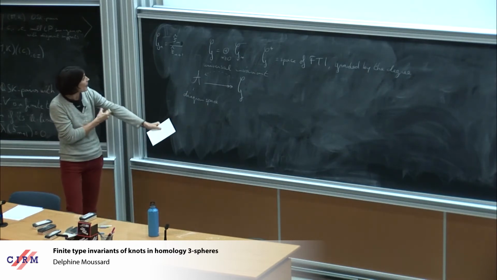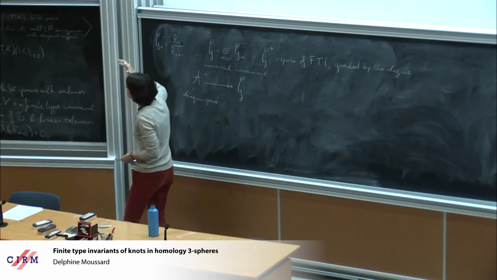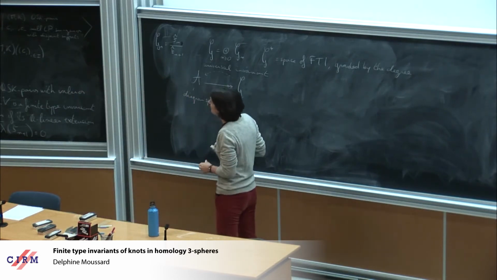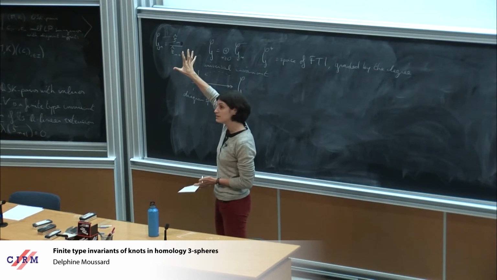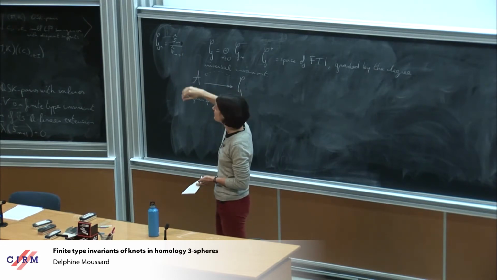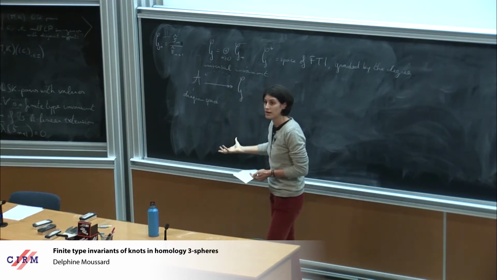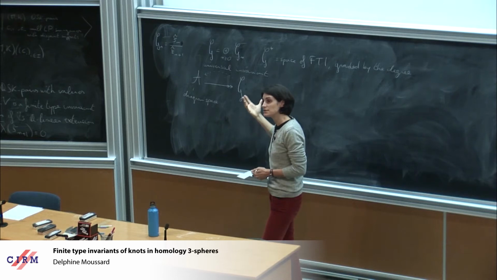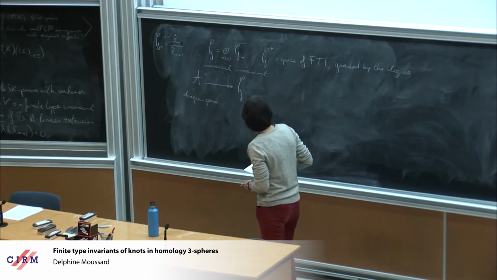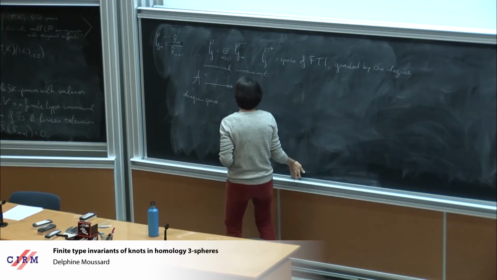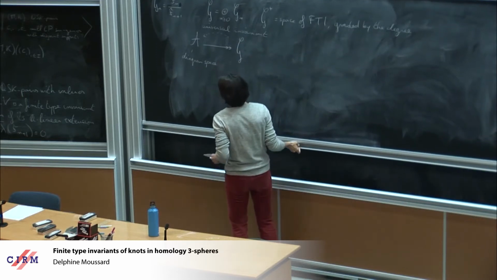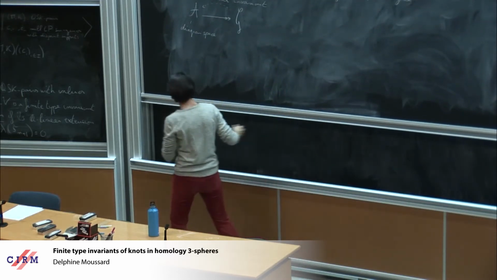Okay, so now what we can see in this definition is that if I take another set of topological objects and any set of moves on these objects, I can give the same definition, and I have an associated theory of finite type invariants. So I would like to mention a few important such theories.